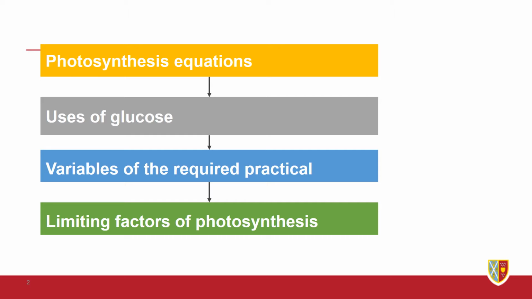The required practical definitely is on the paper because they have put that on the pre-release information. So we'll be looking at the variables of the required practical and then any limiting factors of photosynthesis as well, any issues that are going to reduce or increase the rate of photosynthesis as a reaction.